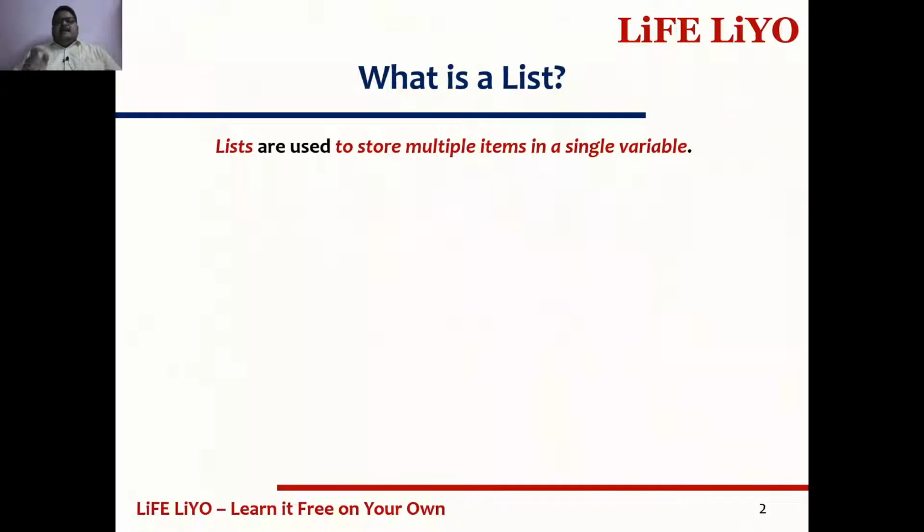Till now we have seen that if you want to store 10, we use a variable called a, b or something. So we are using a single variable for storing a single value. But if you want to store multiple items in a single variable, then we can use a concept called a list. Another definition is very similar to this one.